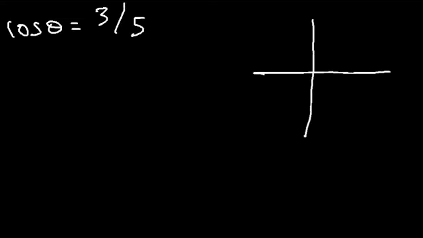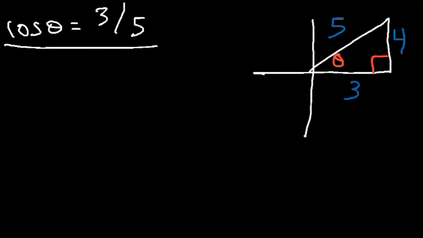Now let's say cosine theta is 3 over 5, and let's say the quadrant is 1 again. So we know this is 3, this is 5, the missing side is 4. It's a 3, 4, 5 triangle. But using this, if cosine is 3 over 5, how can you find the double angle, sine 2 theta?